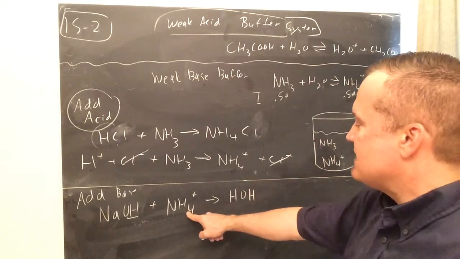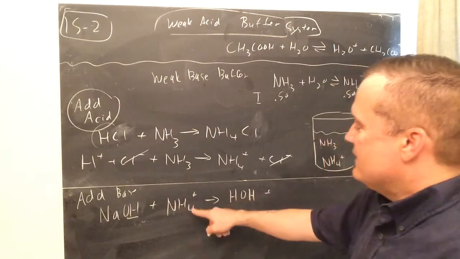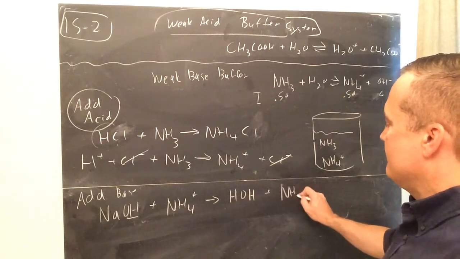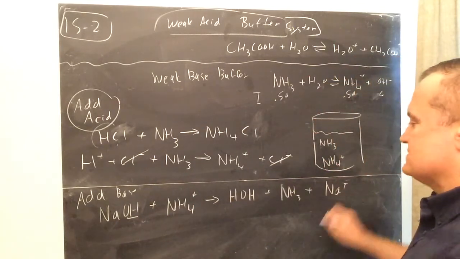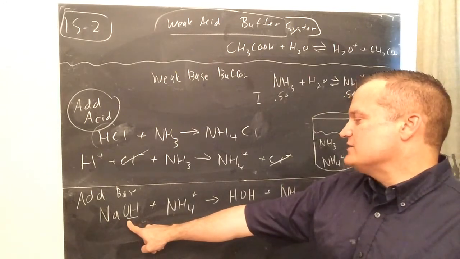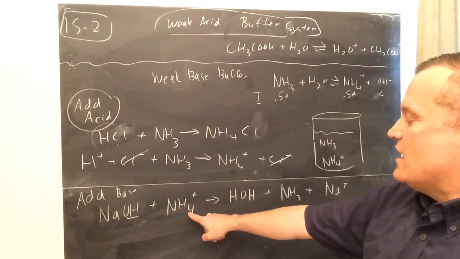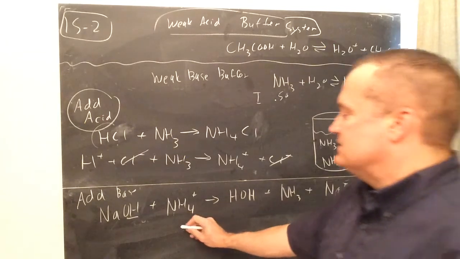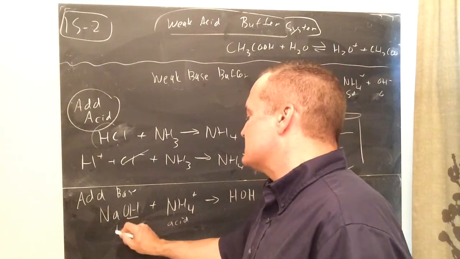Okay, so I'm going to take one of these H's away to make water. And then what are you left with? You take an H away, you're left with NH3. And you're also left with the Na that we didn't do anything with, Na plus. So you add sodium hydroxide, and the ammonium reacts with it. Ammonium acts as an acid. Maybe it would help you to know that that's the acid, the conjugate, and that's the base.